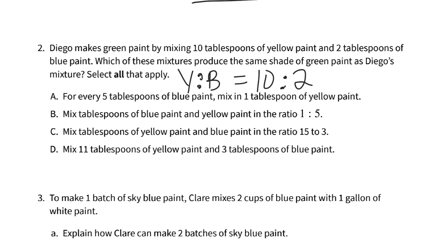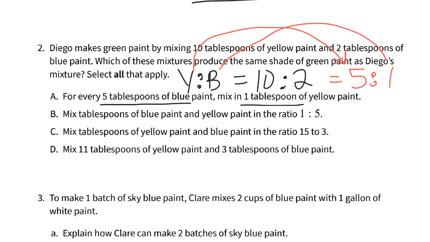Now it says for every 5 yellows of blue, you get 1 tablespoon of yellow, and that's the exact opposite. It's really this original ratio right here would be the same as if we cut it in half. If we cut that recipe in half, we would end up with 5 to 1, but that would be the yellow would be 5, and the blue would be 1. So that is a false statement. So I'm going to put big old F right there.